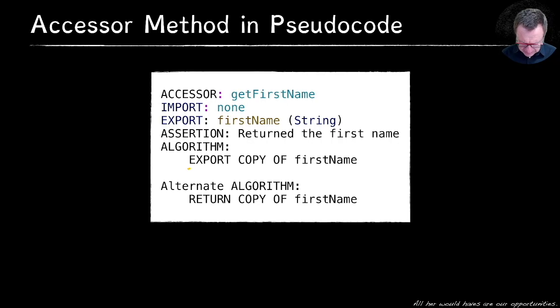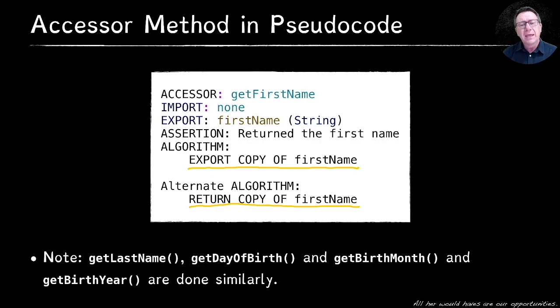And one of the things is we say export copy of first name or return copy of first name. I don't mind. Either is perfectly fine. It just needs to be clear, logical, understandable, consistent, and correct. Now, as I've said, each class field, each instance variable has an accessor. And our get last name, get date of birth, get birth month, get birth year are all done in a similar manner.